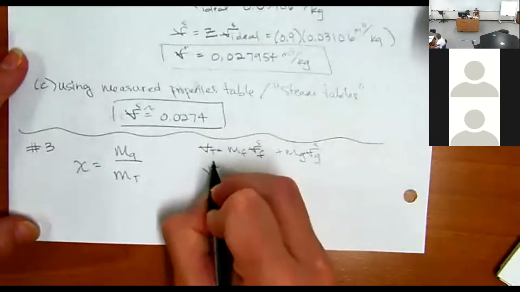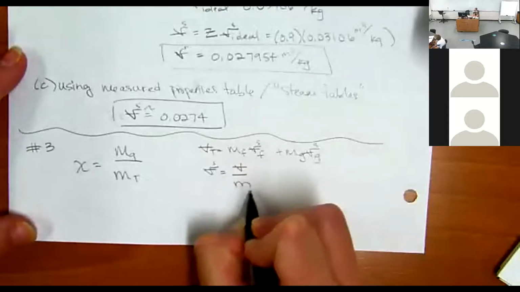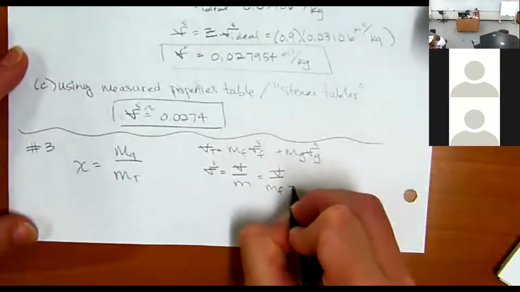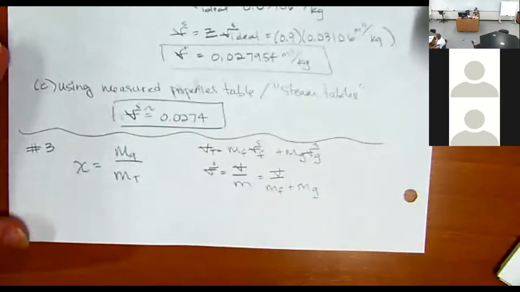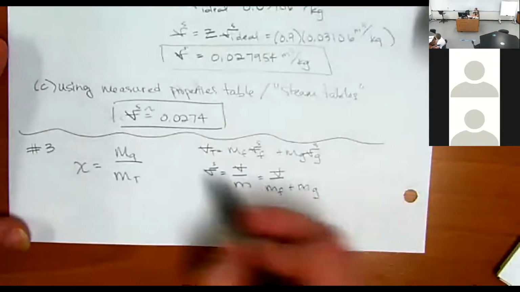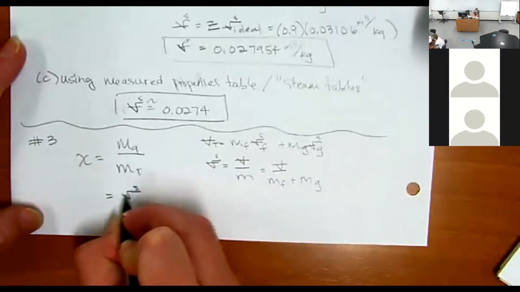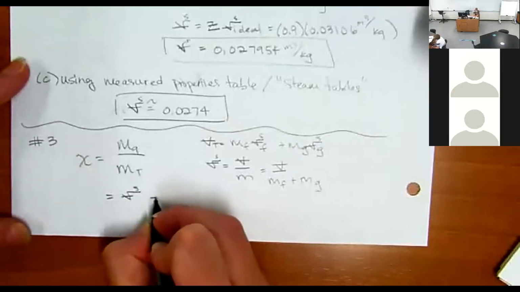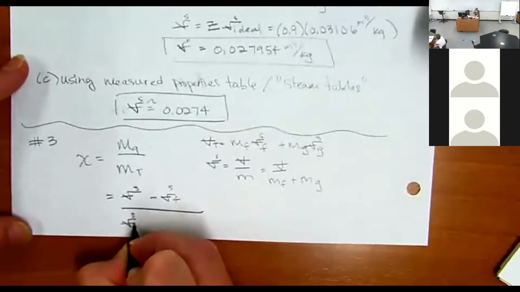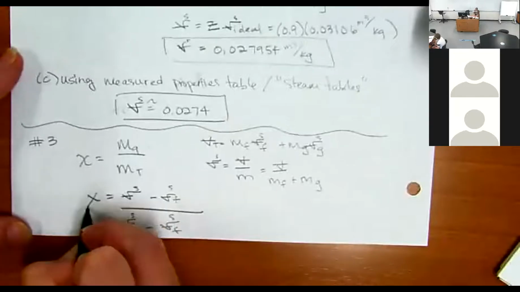And also the specific volume of our system is going to be equal to our total volume over our mass total, which is also our total volume over the mass of our fluid plus the mass of our gas. So you guys are probably already seeing that you can rearrange these based on volume to get quality, which you can. So we can use the specific volume of our system minus the specific volume of our fluid or liquid, over the specific volume of our gas minus the specific volume of our fluid. So here's another way of getting quality.